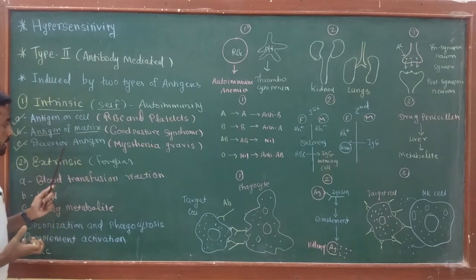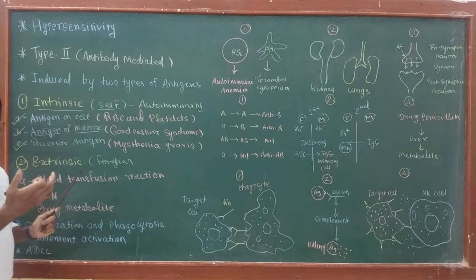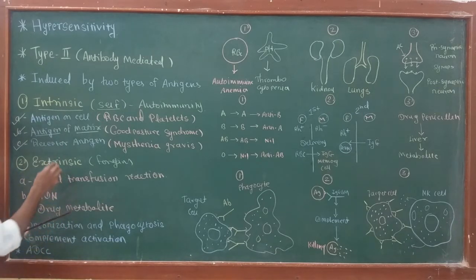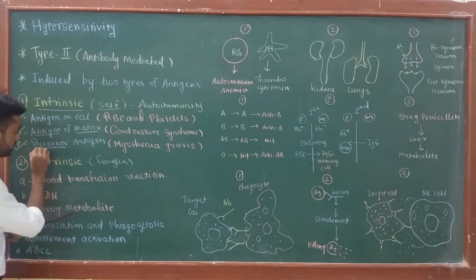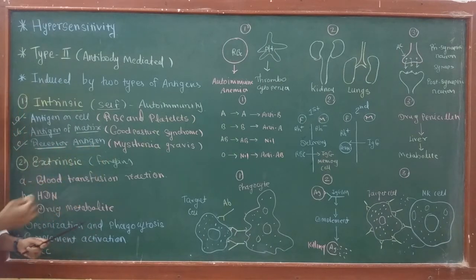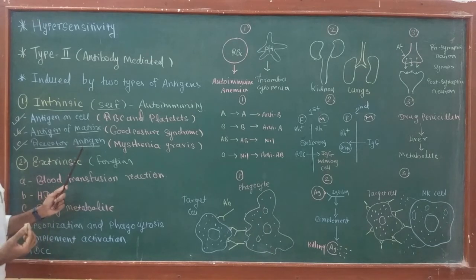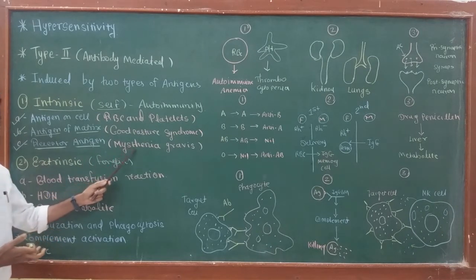Okay, this receptor mainly gets attached to the hormone and then the signal transduction process occurs. But sometimes some antibody gets attached to the receptor which is generally made for the hormone. Okay, and that leads to type 2 hypersensitivity. The example of receptor antigen type 2 hypersensitivity is Myasthenia gravis.